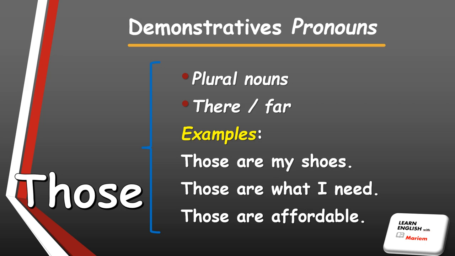Over there, far away. Those, that, are used for the things that are there, over there, far away, بعيدين من المتكلم. Those are my shoes. Those are what I need. Those are affordable. So far استخدمنا ال demonstrative pronouns ببداية الجمل ومتبوعين بفعل. Those are. This is. These are.